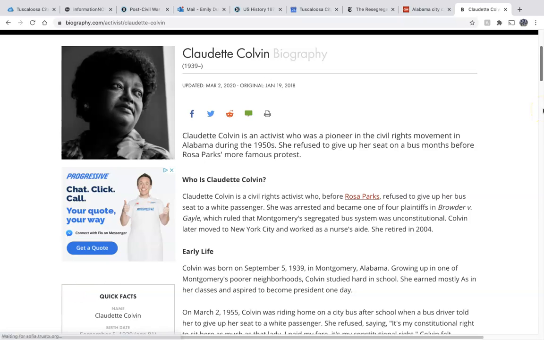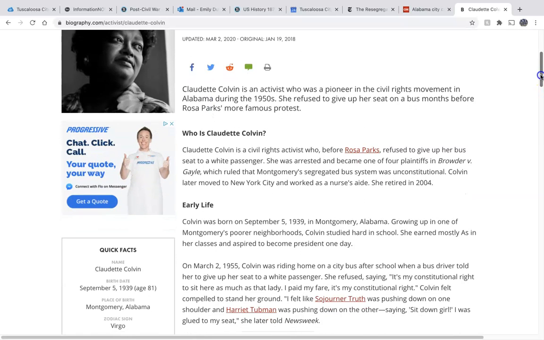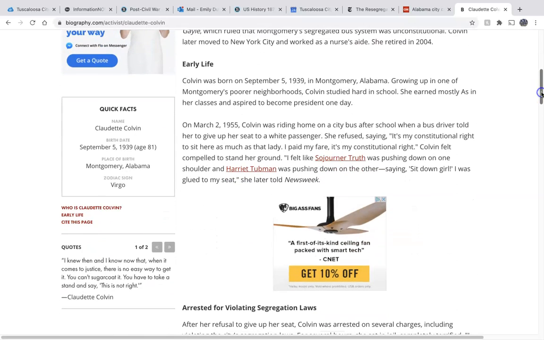But for some reason, we give Rosa Parks credit for it, which I understand. She is a very famous activist as well, but I'll always remember Claudette Colvin as being the one who actually started this movement. So on March 2nd, 1955, Colvin was riding home on a city bus after school when a bus driver told her to give up her seat to a white passenger. She refused, saying, "It's my constitutional right to sit here just as much as that lady. I paid my fare. It's my constitutional right." Colvin felt compelled to stand her ground.